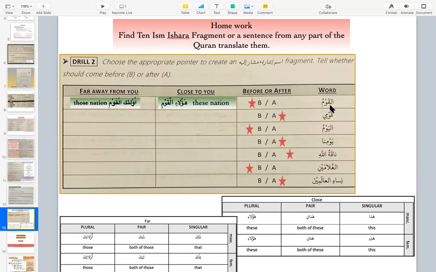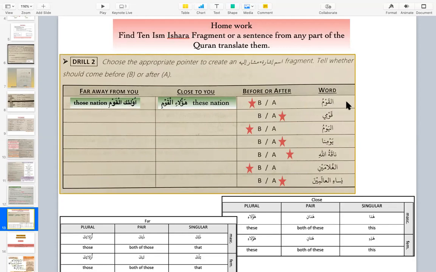So if you have al, obviously it goes before. For example, I put one already for you guys: haula il qawmi, these nation. This is the close one. And if you want to say far, then ulaik al qawmi, those nation. And our ismul ishara is coming before al.